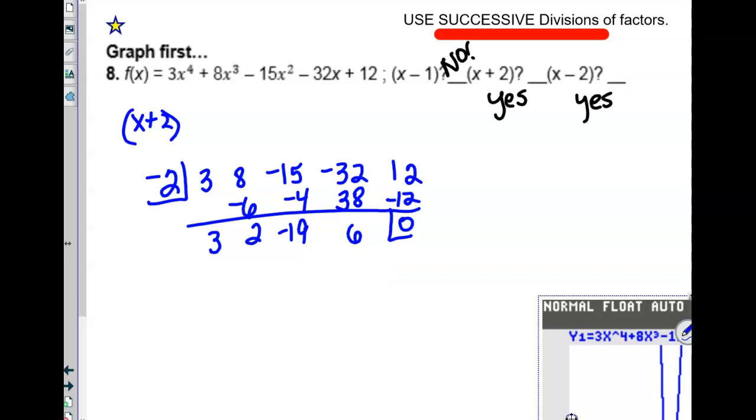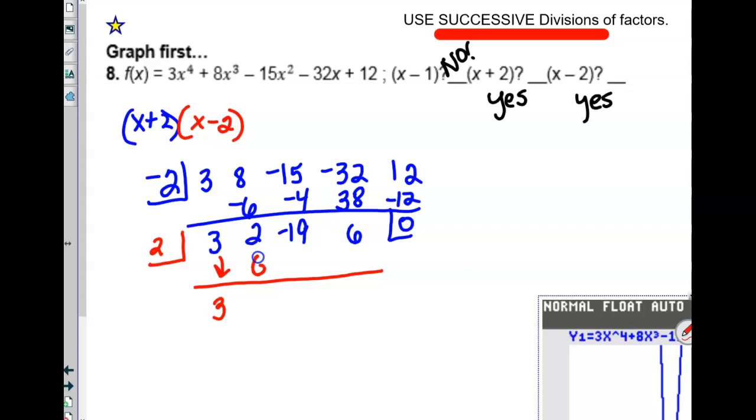Now, successive division means we don't go back to the original one. We keep going. What are we going to try next? We also know from the graph that x minus 2 was a 0. So what goes in the little box this time? +2. Keep going. Don't go back and start over.